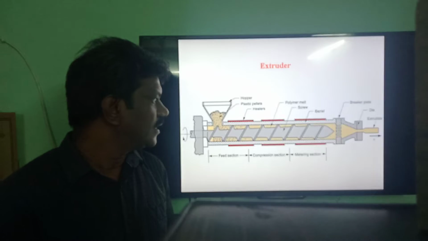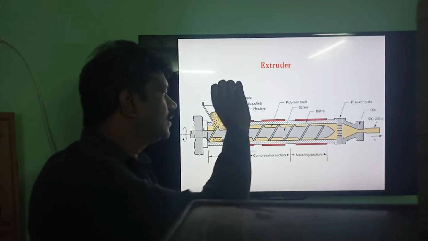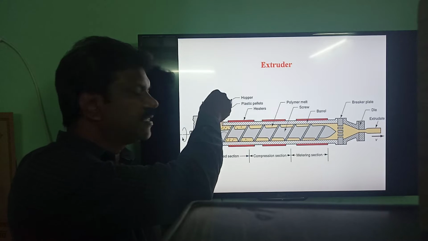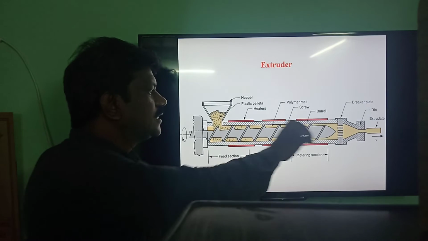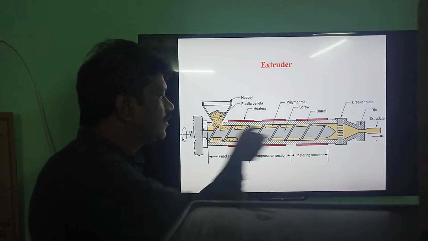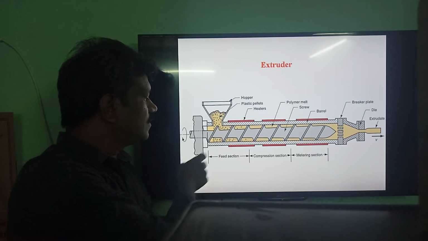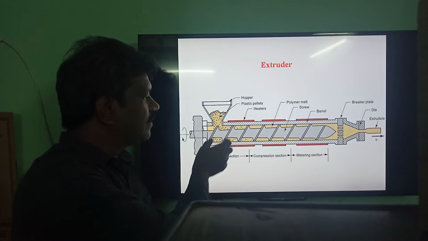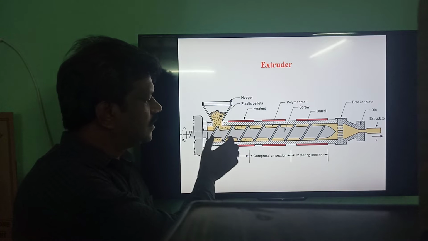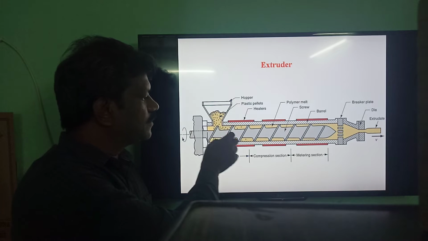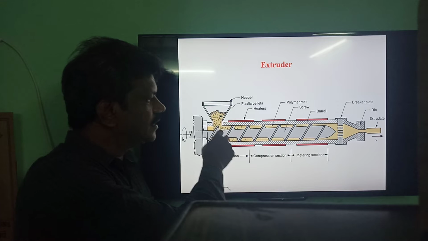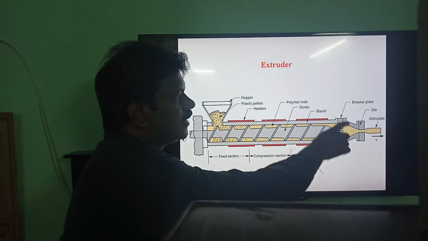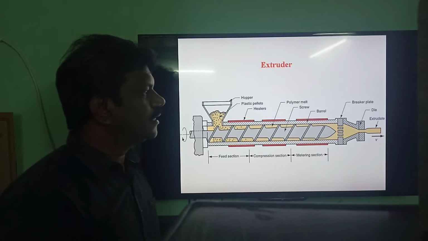In this extruder, there is a barrel. Here we have the hopper. Through the hopper, the plastic pellets are fed into the barrel. Now there is a screw conveyor, operated by a driving mechanism, that is, an electric motor. The screw conveyor has a number of screws spaced with some distance, and through this space the material we are feeding is taken to the die. Here we have the die opening. This plate is called the breaker plate.